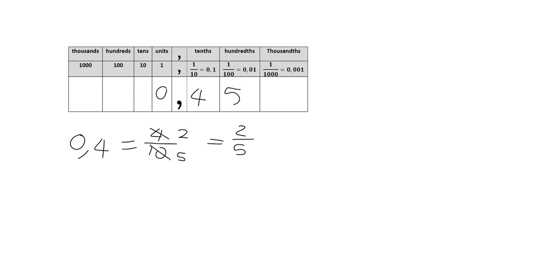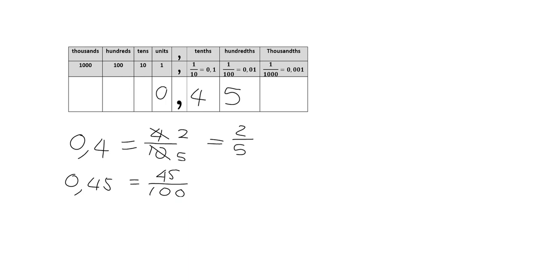What if I had 0,45? Well, remember, this place value is the hundredths. It's the tiny little hundredths. And so what you've got when you're talking about 0,45 is you've got 45 over 100. That's like you've taken the whole unit, you've divided it up into 100 pieces, and you're going to take 45 of those pieces.